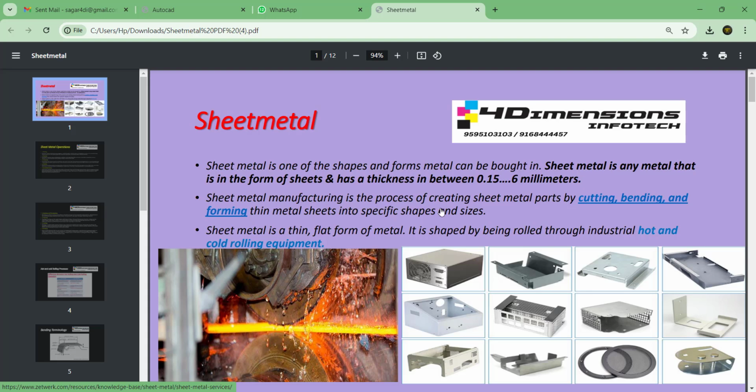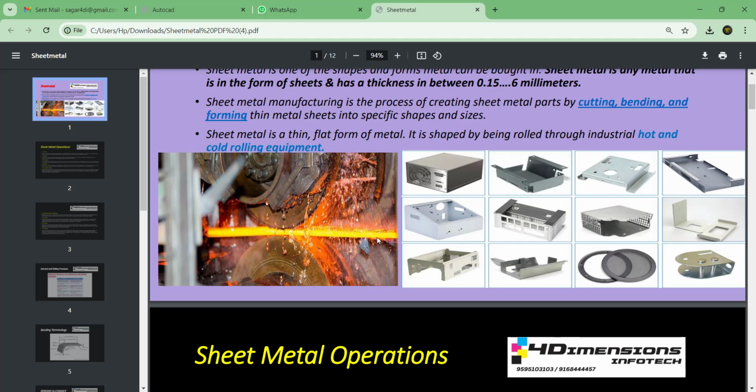Sheet metal manufacturing is the process of creating sheet metal parts by cutting, bending and forming. So these are the basic operations which are used to form the sheet metal parts, that is cutting, bending and forming. Sheet metal is a thin, flat form of metal. It is shaped by rolling methods such as hot rolling and cold rolling. So there are different methods to provide sheet metal parts. The two major methods are hot rolling and cold rolling, using different kinds of cold rolling or hot rolling equipment. Now you can see one image is showing here the hot rolling process.